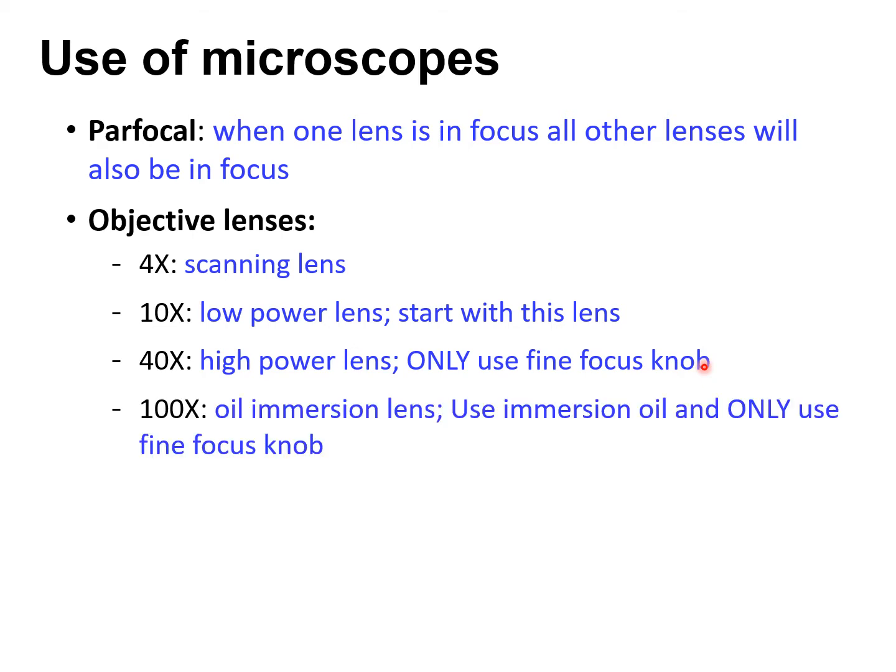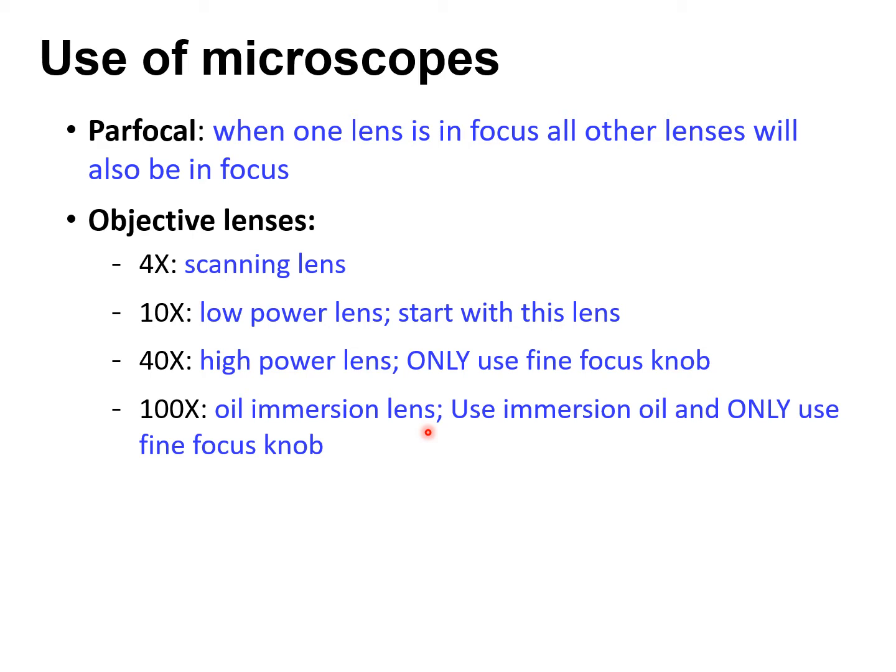We also have the 100x, and this one is used heavily in a microbiology lab. The 100x, we call the oil immersion lens. And again, with the 100x, you never use the coarse knob. You can only use the fine focus knob. And again, same reason, you never want to use the coarse knob with the 100x or the 40x because you can break your slide.